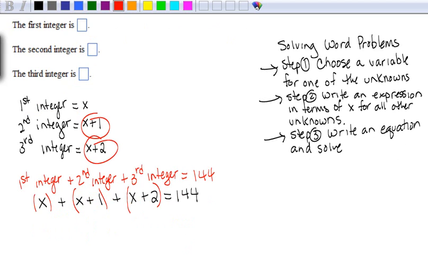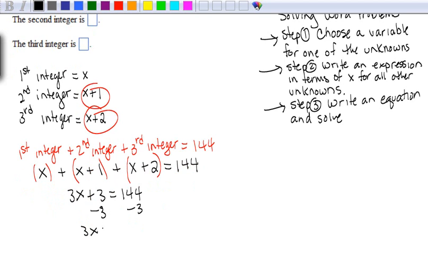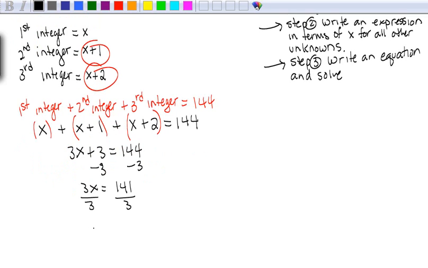Finally, we are going to solve. To solve, we're going to combine like terms and simplify that equation. So we have 3x, 1 plus 2 is 3, plus 3 equals 144. Now we're going to subtract 3, and when we do that, we get 3x equals 141. And finally, we're going to divide by 3 to get x equals 47.